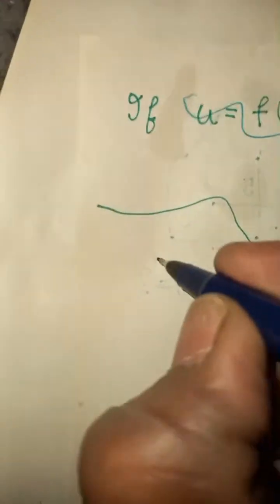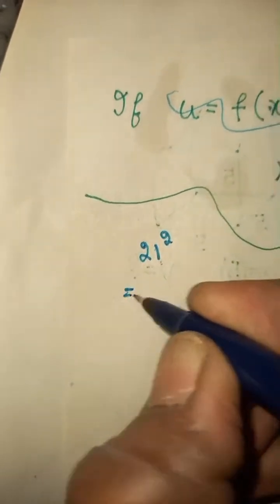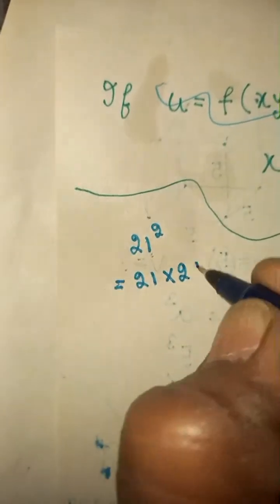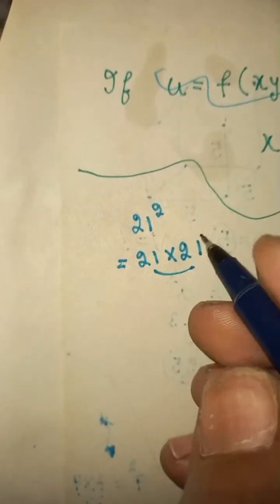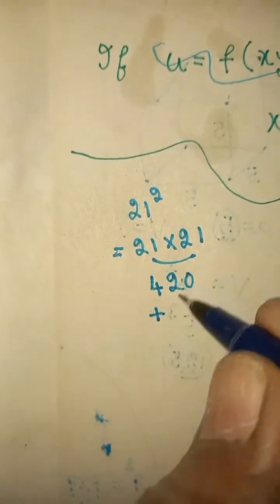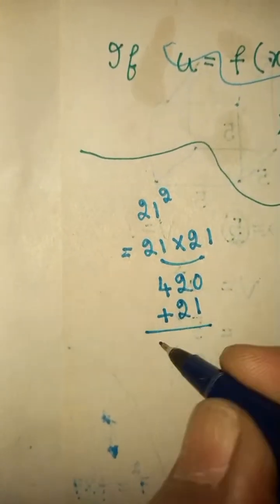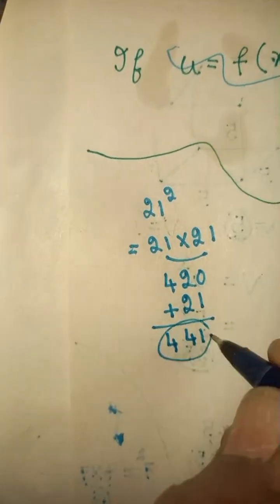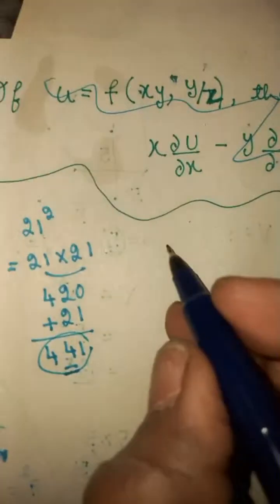Let's take 21 square. Now if you take this 21 square, it is going to become 21 times of 21. Now 21 times of 20 becomes 420, plus 21 times of 1 is 21, which becomes 441. That's the 21 square value.